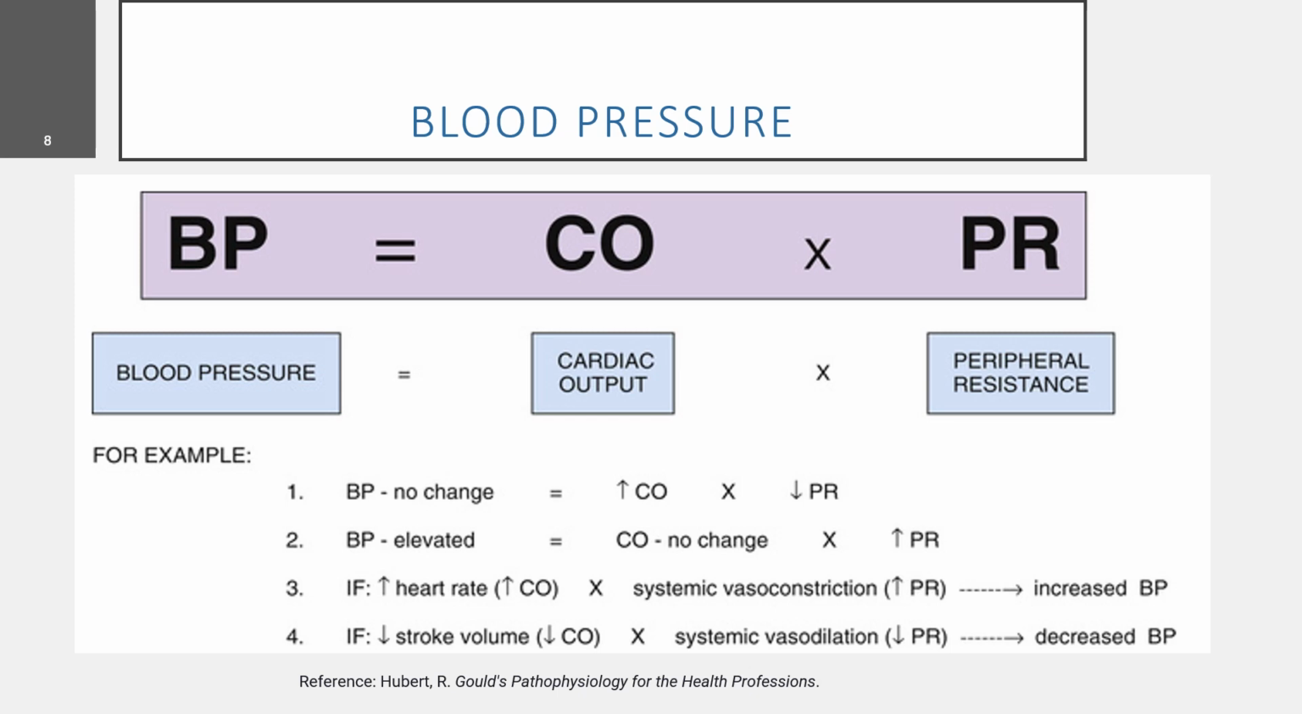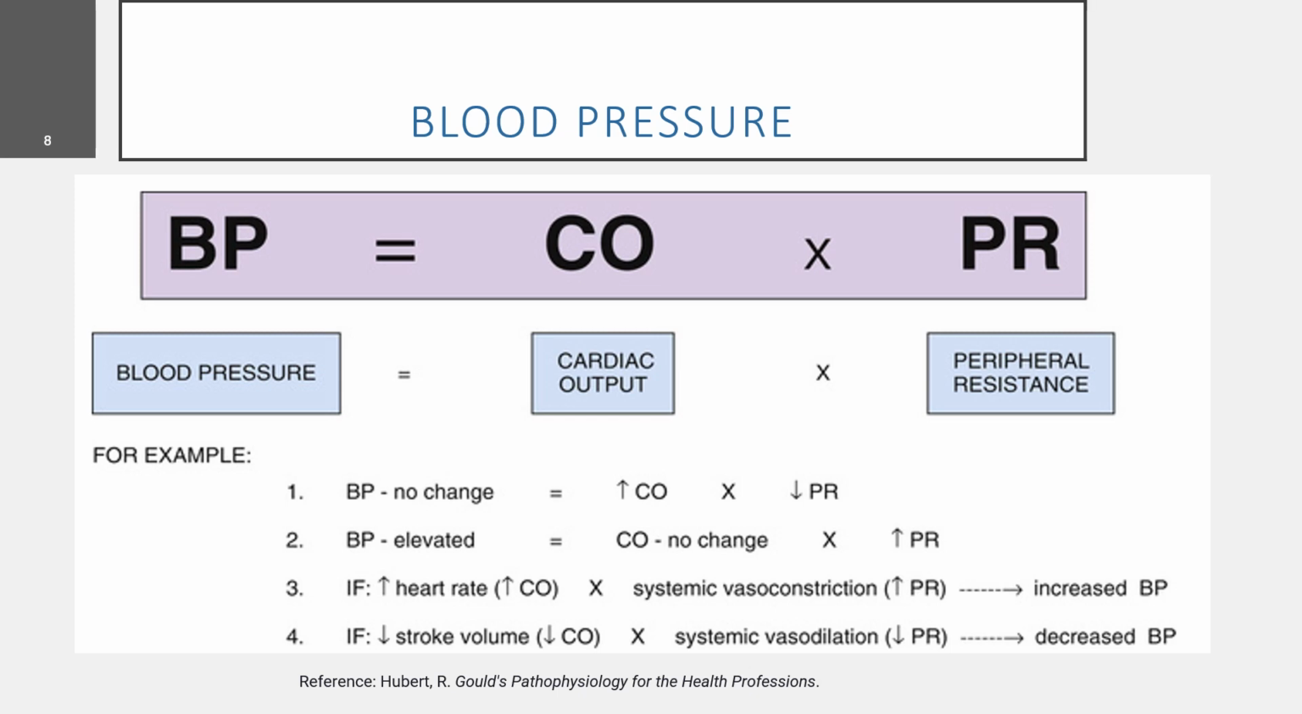Factors influencing peripheral resistance include blood viscosity, which is the thickness of blood that affects its ability to flow through the vessels. Higher viscosity increases resistance to flow. Vessel diameter: the smaller the diameter of blood vessels, such as arterioles and capillaries, the greater the resistance to blood flow. This is due to increased friction between the blood and vessel walls.